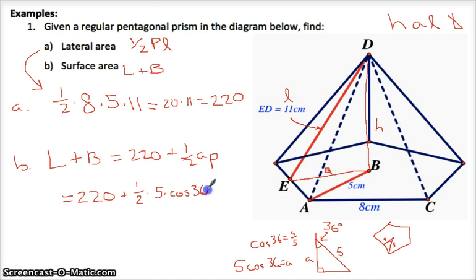And then I have to take that times P. And the P I already did. It's 40, because it's 5 of these 8s around the whole thing. Okay, calculator time.